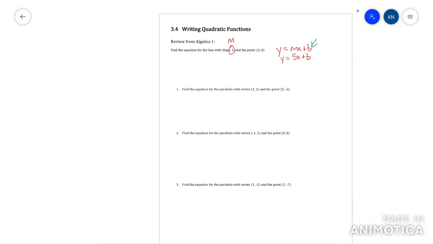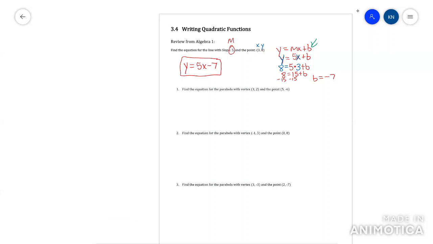So the way you do this is they're going to give you an xy coordinate that you can plug in for x and for y. So it would look like this. y is now 8. So it's 8 equals 5, my slope, times my x value. Well, the x value is now 3. And then I have plus b, and b is what I'm solving for. Then you just go solve this. So you got 8 equals 15 plus b, subtract 15. You get b equals -7. So your final answer is y equals 5x minus 7. So that's how you do it with linear.